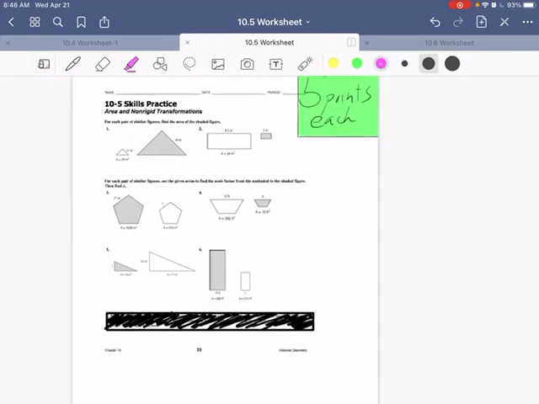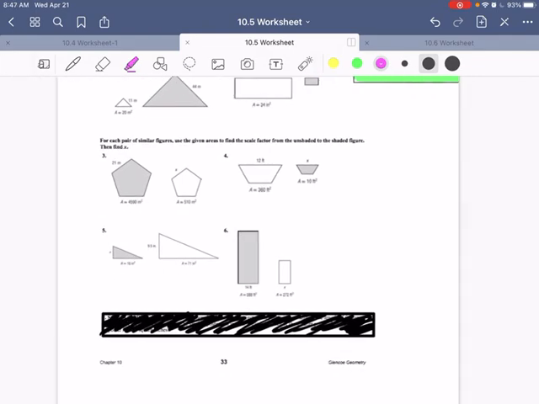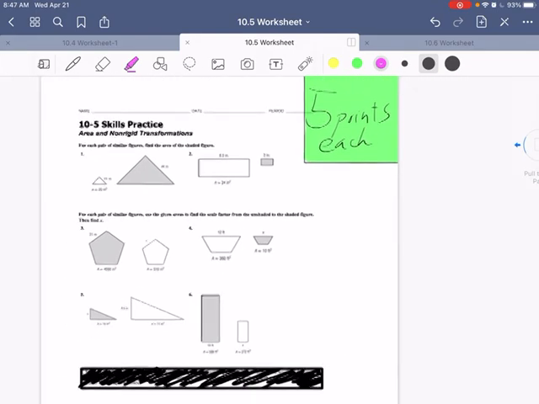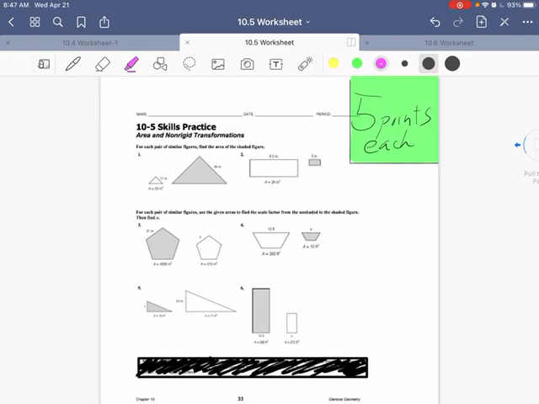Alright, this last page, you guys can do all of these except for the very last one I've blocked out there, that word problem. They're going to be worth 5 points each. So 5 points each. You guys got this. You can do it. I believe in you.